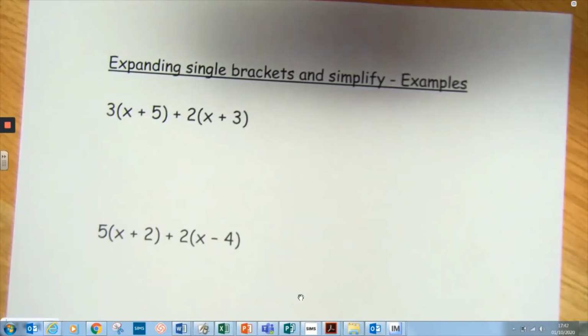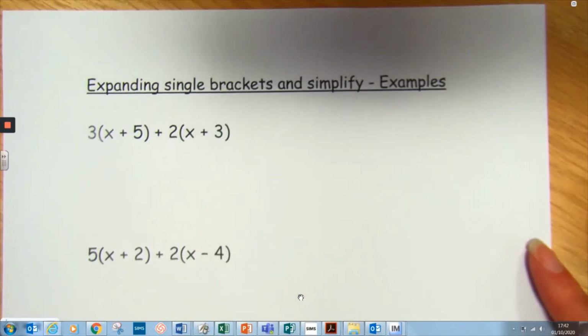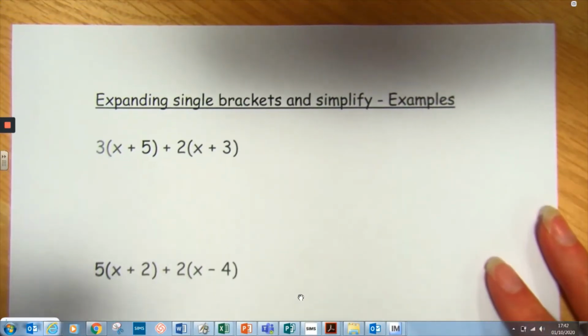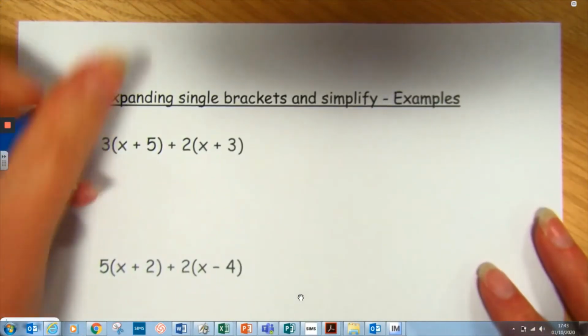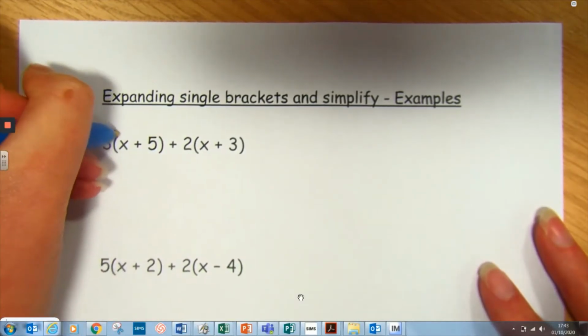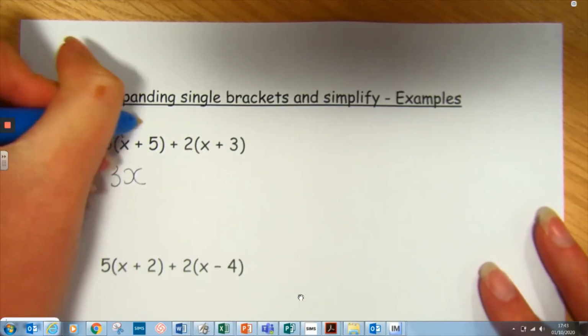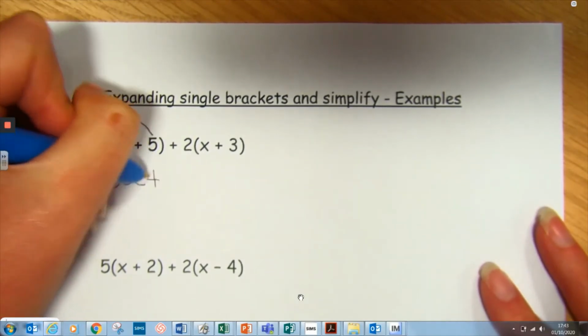So the second set of examples. This is where we expand single brackets, and then we're going to have to do a little bit of simplifying at the end. So we're going to do the same process that we've done before, and we're going to multiply out, we're going to expand this bracket. So we're going to do 3 times x is 3x, and then we're going to do 3 times 5 is 15.